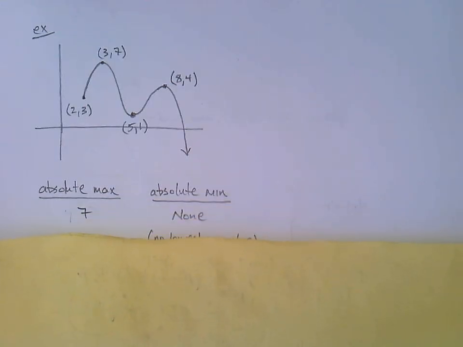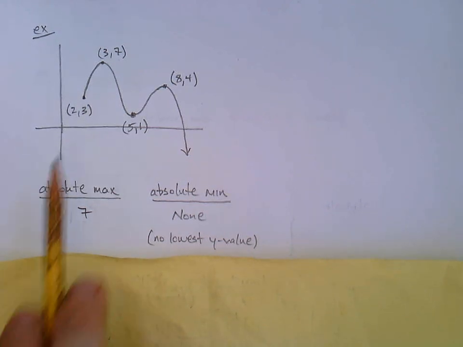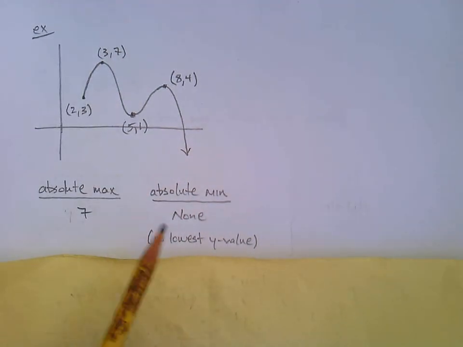So let me show you. Got it right there. The absolute max, of course, was the 7, the highest y value, but there is no lowest because of the way this thing falls off. So we just say none. There is no absolute min.